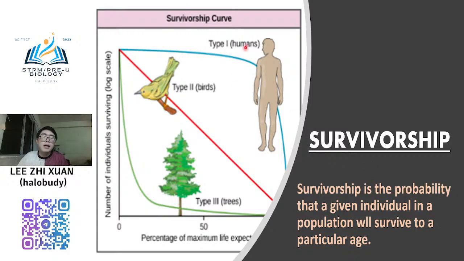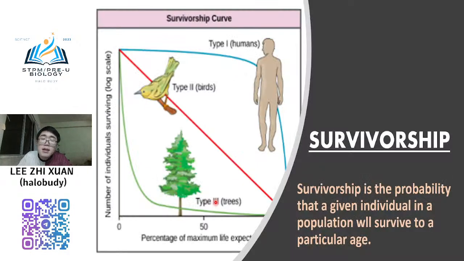So there are three main types: type 1, type 2, and type 3. Different types of survivorship curve give different probabilities to survive. So you see here, one example: human is type 1, birds are type 2, and plants are type 3.